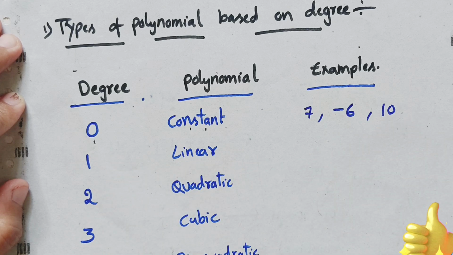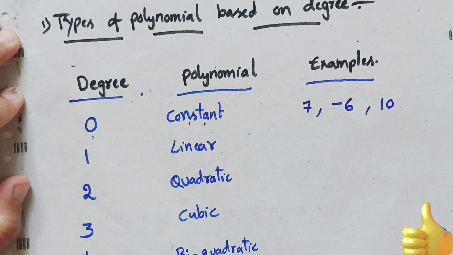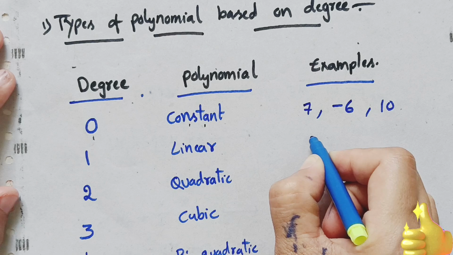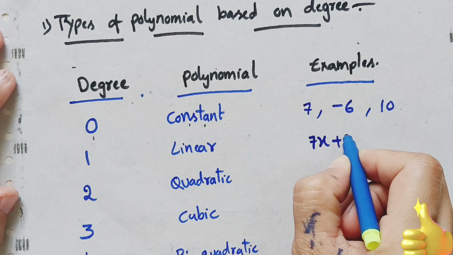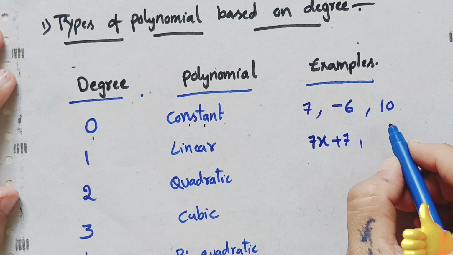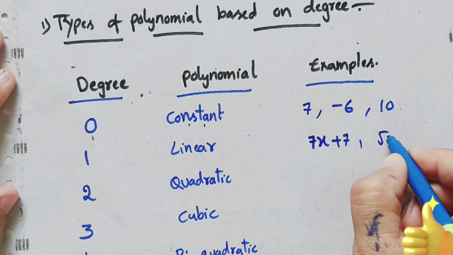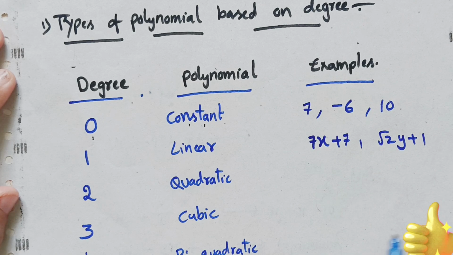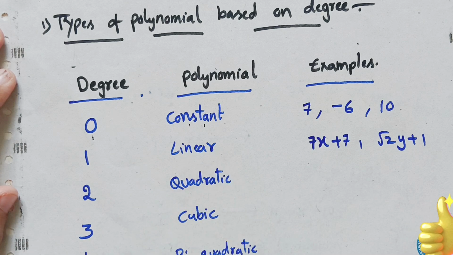These are the examples of constant polynomial. Linear polynomial examples are 7x plus 7. This is the example of linear polynomial. If I take another example, then root 2 y plus 1. This is also an example of linear polynomial.